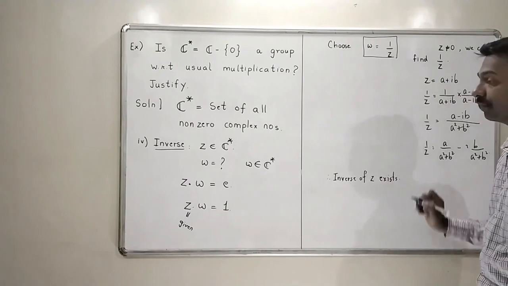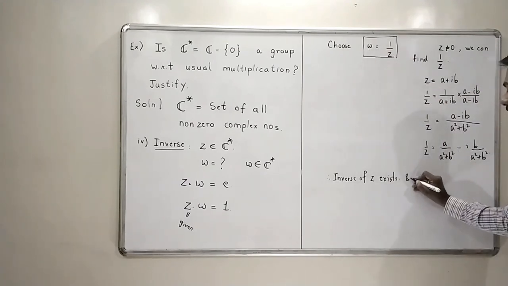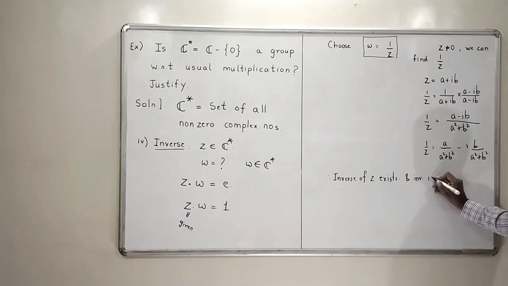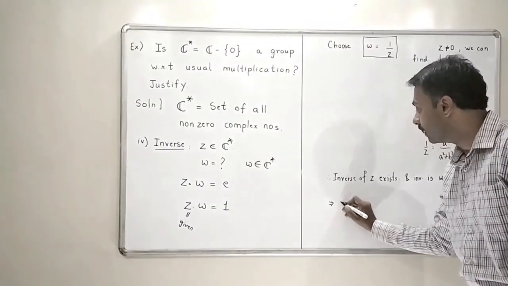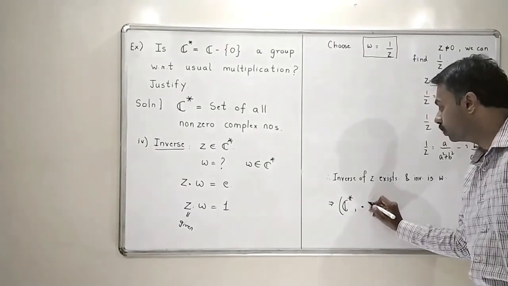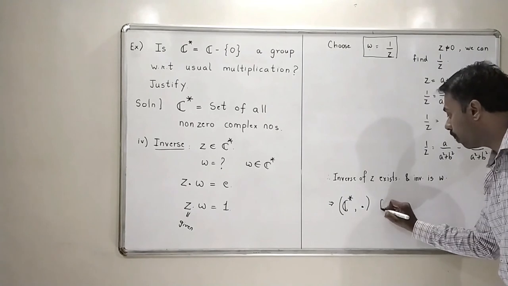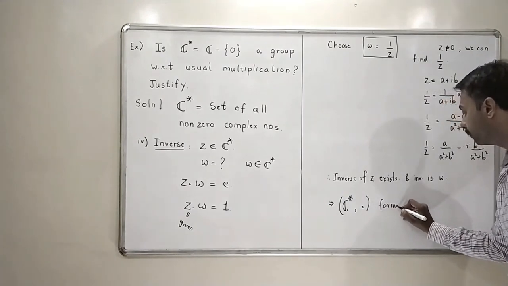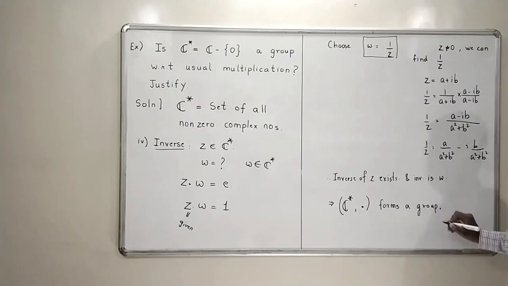And who is that inverse? That inverse is obviously W. All these four properties mean that C star with respect to the usual multiplication, that is complex multiplication, forms a group. So this completes our first exercise.